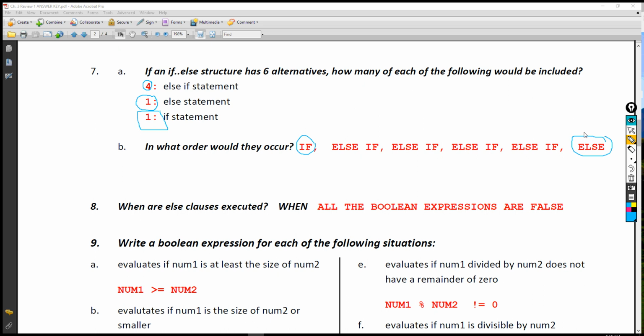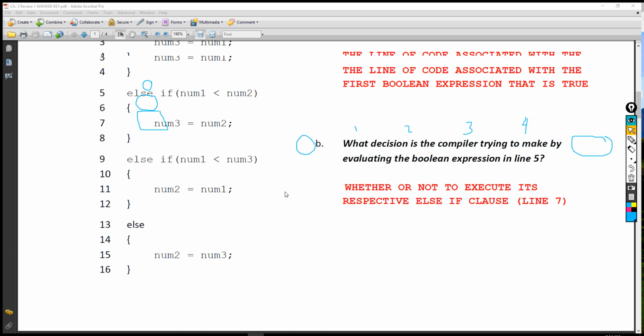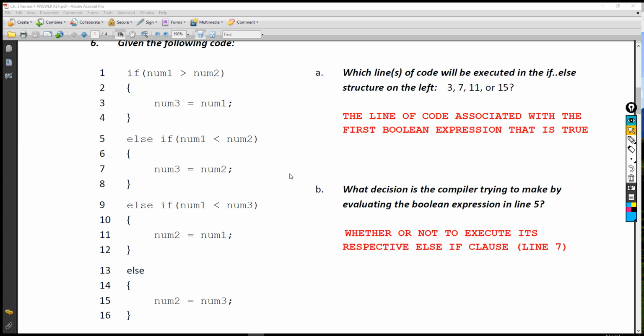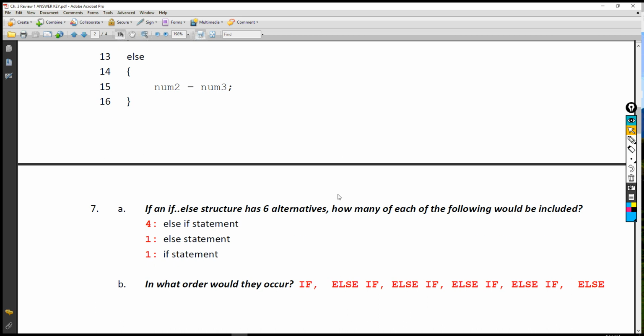You can only have one else statement, and it's got to be at the end. That takes up 2 alternatives. That means you need 1, 2, 3, 4 else ifs in order to accommodate all 6 alternatives. And so the example up here is that there are 4 alternatives. So we have one if, one else, and so we need 2 more else ifs to accommodate all 4 alternatives.